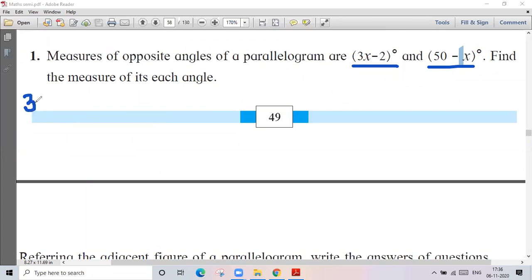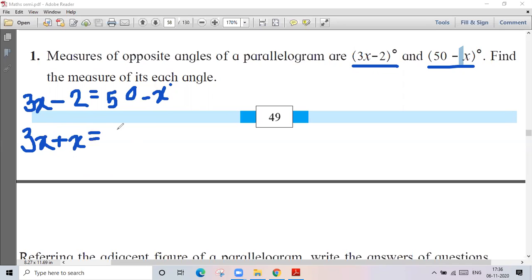3x minus 2 is equal to 50 minus x. Getting? Now we have to solve this. So take x over there and 2 to the other side, so the sign will change for both. That means 3x, and here the minus becomes plus, so 3x plus x. And the 2 is negative, so it will be positive here. Getting? So you get 4x is equal to 52.